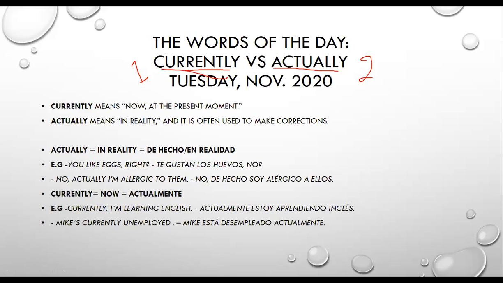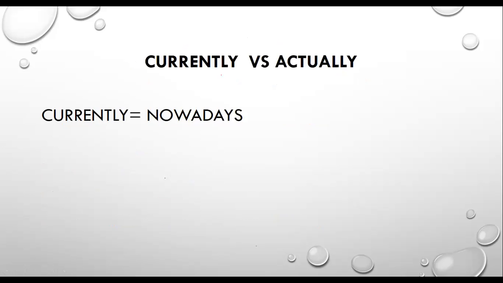Good. And I can say I am 20 years old actually. No, you can say currently in that way. Nowadays. Currently. Nowadays. Okay. You see? ¿Qué significa nowadays? Lo mismo que currently.